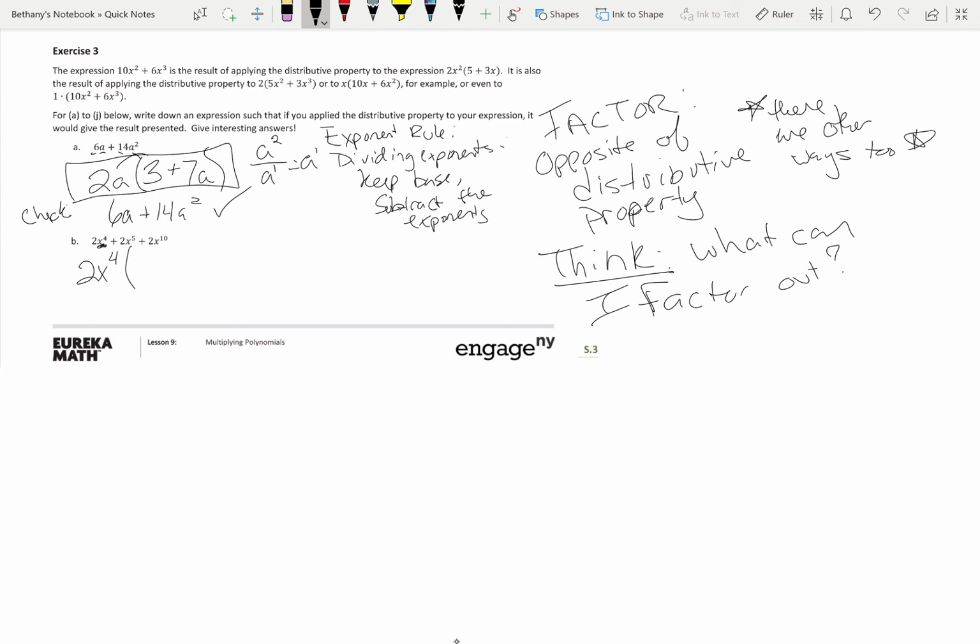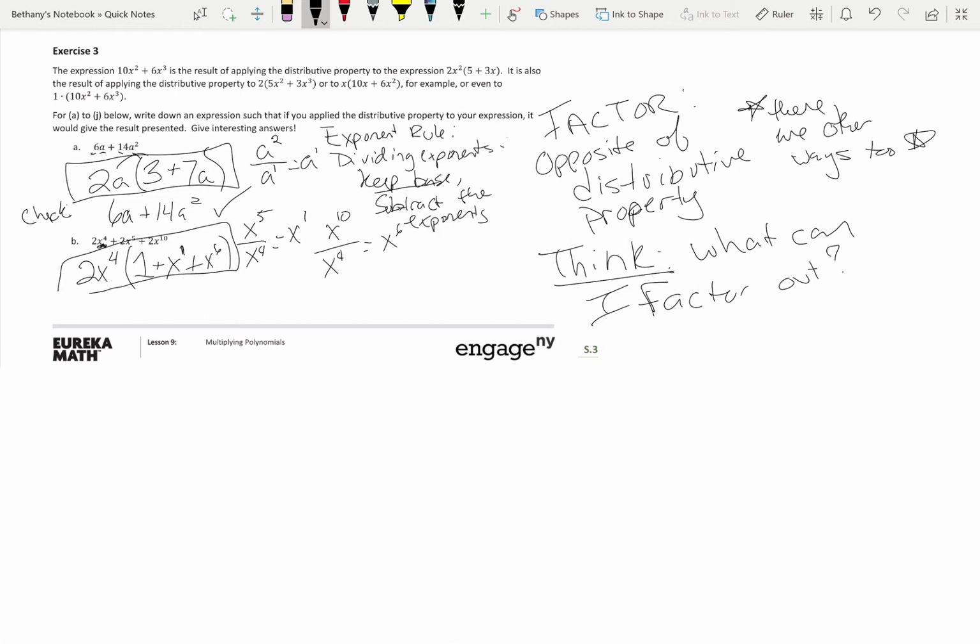I can't take out more because then I would run out on this side. If I take out 2x to the 4th and I divide 2x to the 4th by 2x to the 4th, that's just 1. 2x to the 5th divided by 2x to the 4th: I have x to the 5th divided by x to the 4th. I'm going to keep my base, subtract the exponents, that's x to the 1st. So plus x to the 1st. And then 2x to the 10th divided by 2x to the 4th. X to the 10th divided by x to the 4th, 10 minus 4 would be x to the 6th.